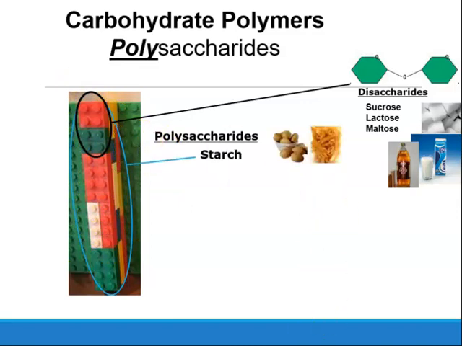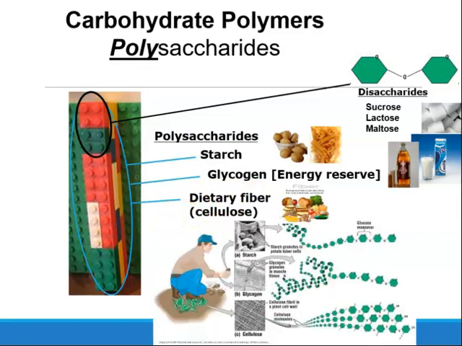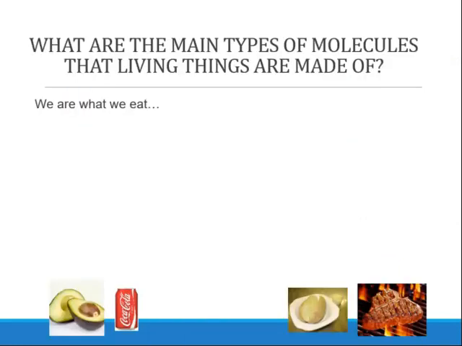So examples of polysaccharides include starch and glycogen. Glycogen is the stored form of glucose. It's for energy reserves. And we have our dietary fibers such as cellulose. So all of these are polysaccharides, which can be further broken down into smaller components, its disaccharides as well as monosaccharides.